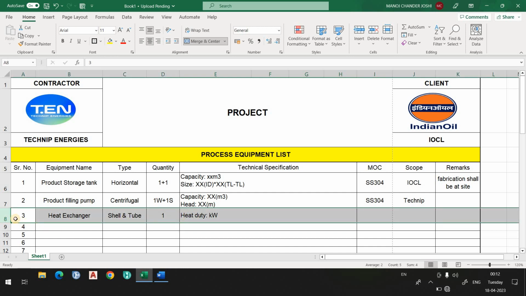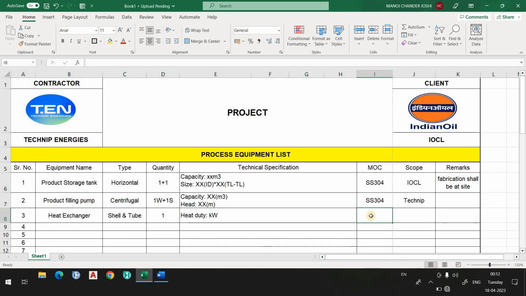Okay, so what information is mainly provided in the equipment list? Information that is very specific but very important with respect to that equipment. Are you getting my point? Now let's suppose this heat exchanger is going to be used for a fluid, let's suppose our main fluid, and here you are using the MOC, that is SS316. Okay, now who will provide this? Let's suppose that is provided by Technip. Now if there is any remark, no, there is no remark.